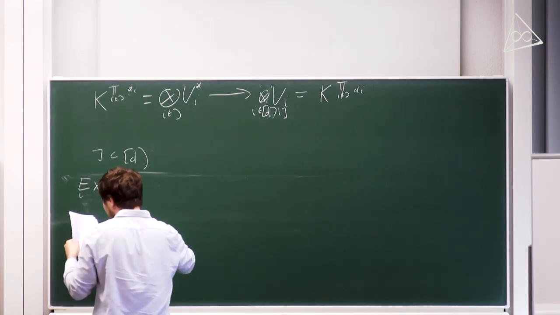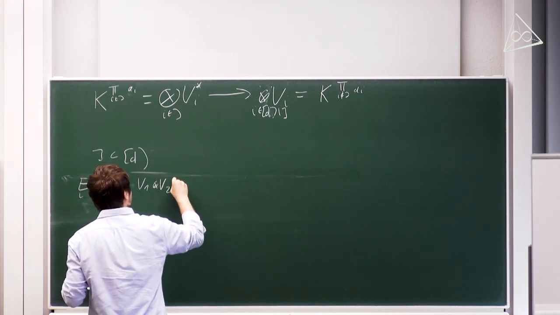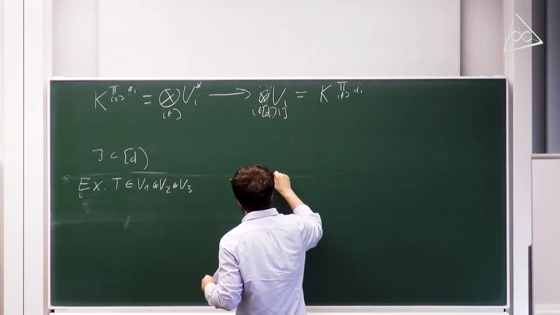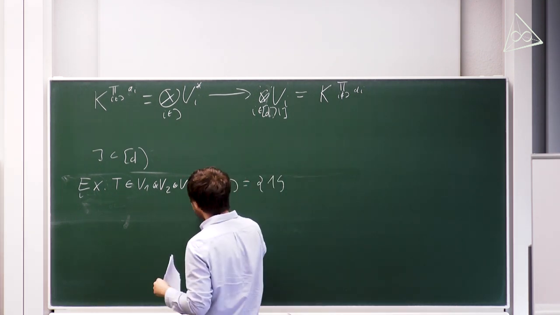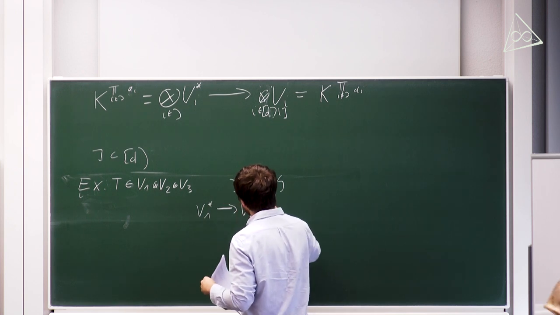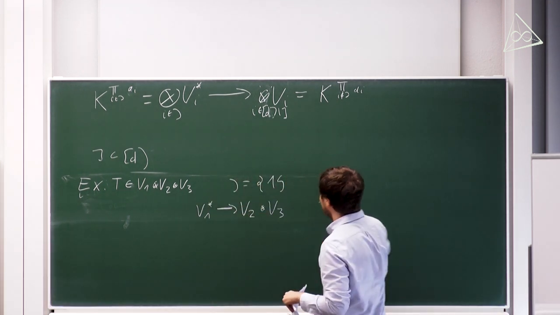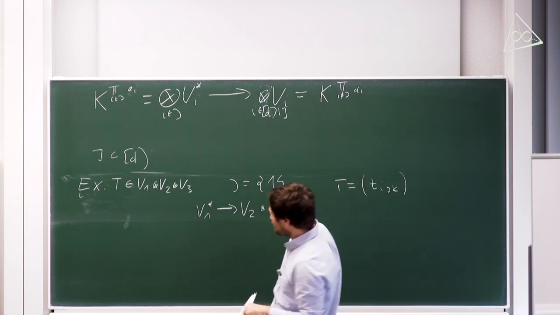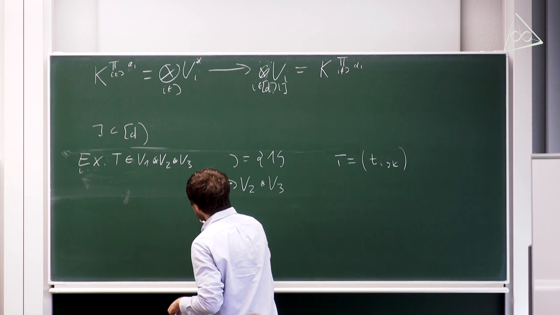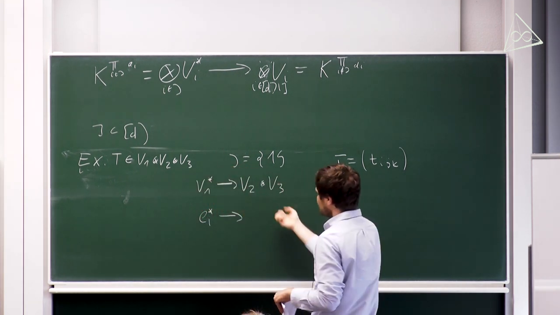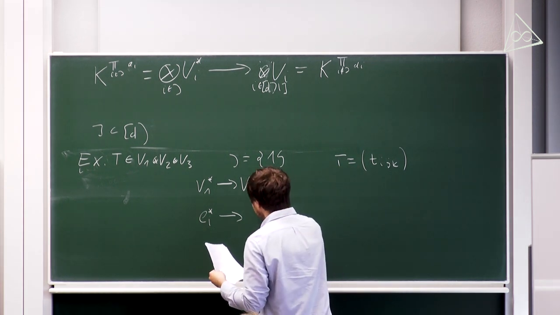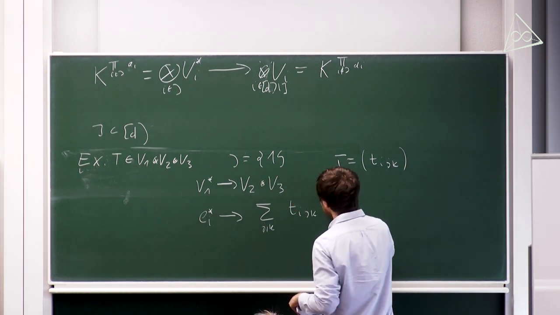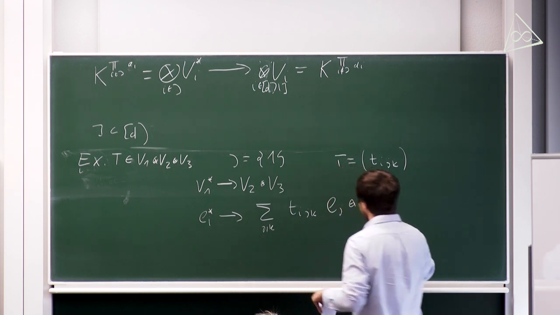But let's do an explicit example. So let's take a tensor in V1 tensor V2 tensor V3, and let's take I to contain just one element, 1. So I have to build a map from V1 dual to V2 tensor V3. Yes, and I can think about my tensor as a three-dimensional cube indexed by ijk. Now, as a linear map, this sends e_i dual to an element here, which is simply a sum over all possible jk, t_ijk, e_j tensor e_k.